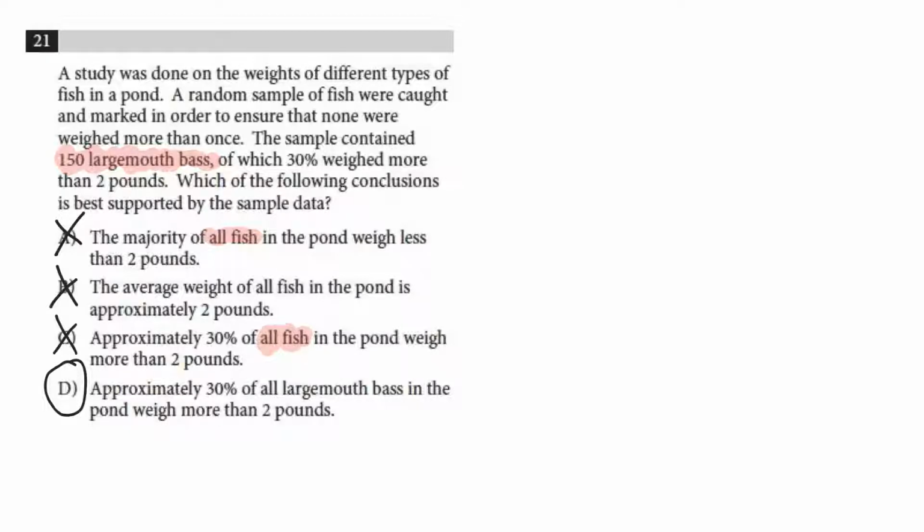Let's read through it. Approximately 30% of all largemouth bass in the pond weigh more than 2 pounds. Yes, if the sample is representative of the population and the sample showed that 30% weighed more than 2 pounds, then the population should have 30% having a weight greater than 2 pounds.